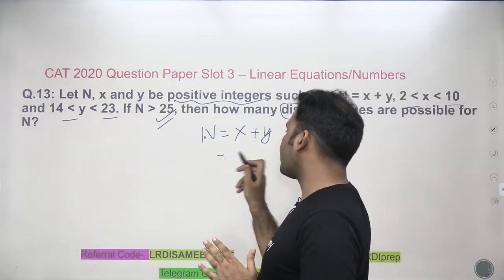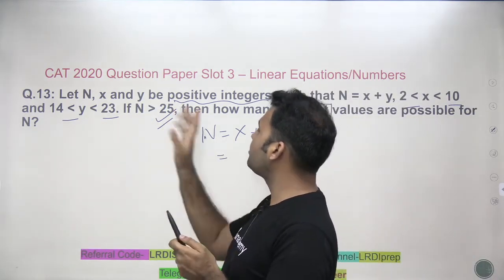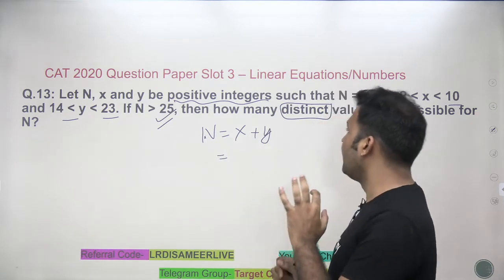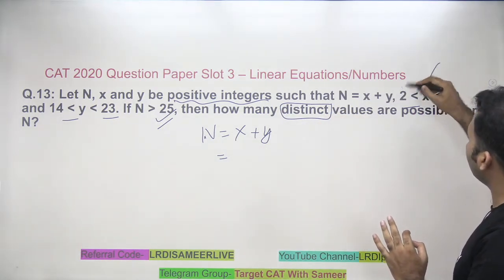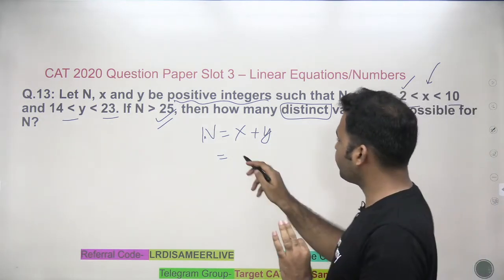Guys, if I want to find out the distinct possible values of n, I need n to be greater than 25. You see that? If I put the least possible value of x, the least value would be just greater than 2, that is 3.